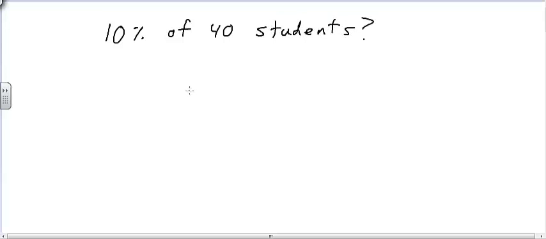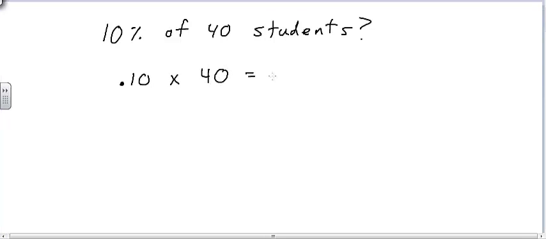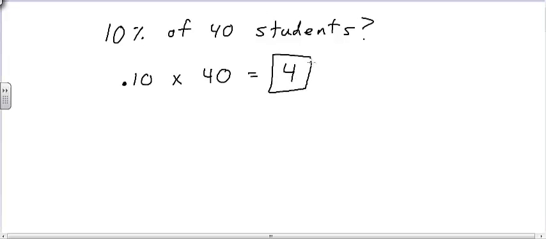What is 10% of 40 students? Since we're looking at 10% of students failing, I change 10% into a decimal, 0.1 or 0.10. Of is translated as multiplication. 40 is 40. When I multiply 0.10 times 40, I'll end up with 4. So in this case, 4 students failed the test.